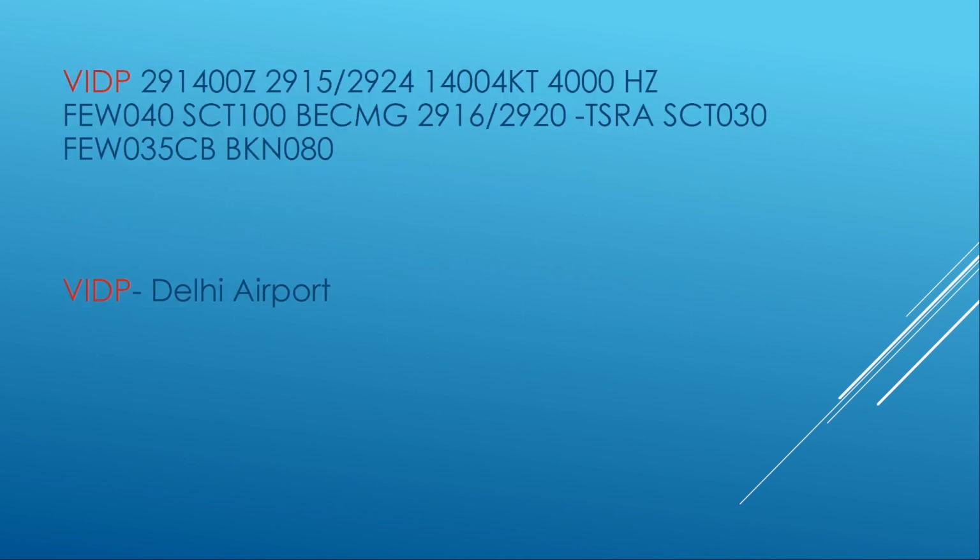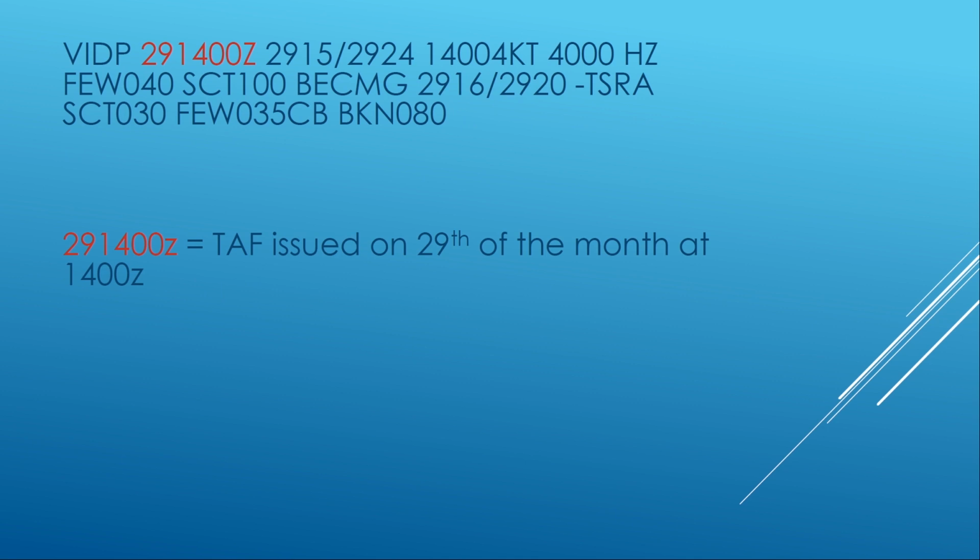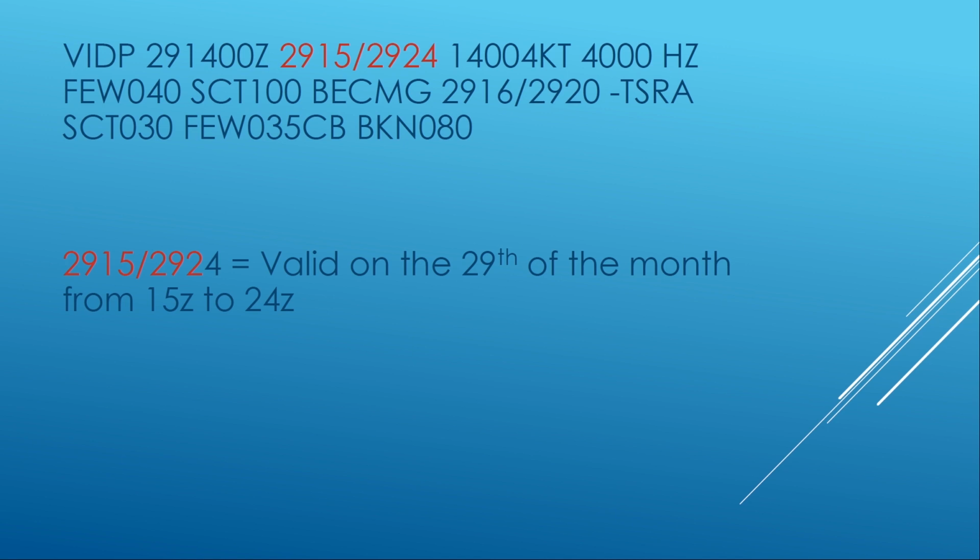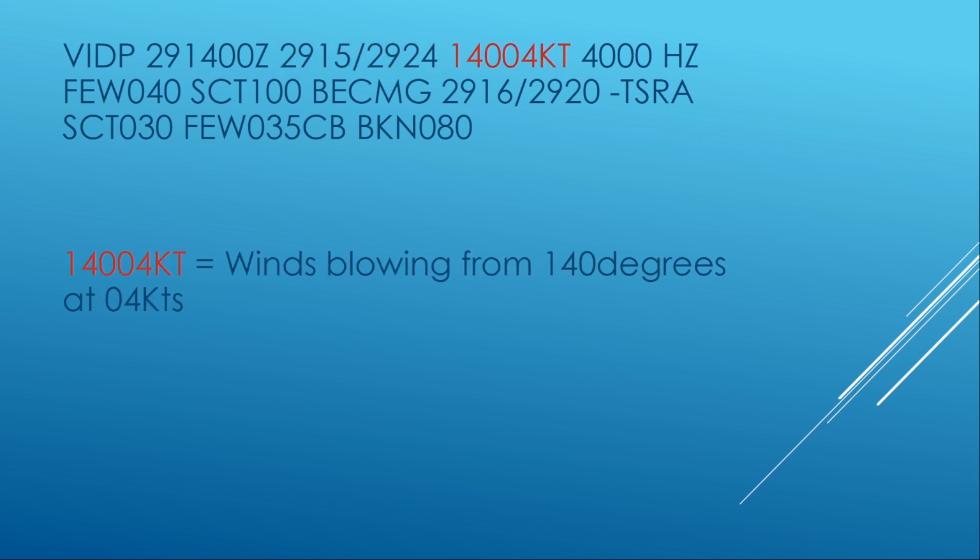Let's quickly take a look at a sample terminal area forecast or a sample TAF. So here in this example, we have got VIDP, which is the location identifier for Indira Gandhi International Airport, Delhi. The TAF was issued on 29th of the month at 1400 Zulu, which is 7:30 PM Indian Standard Time. The TAF is valid on the 29th from 15 to 24 Zulu. Winds are 14004 knots. That means that winds are blowing from southeast at 4 knots.